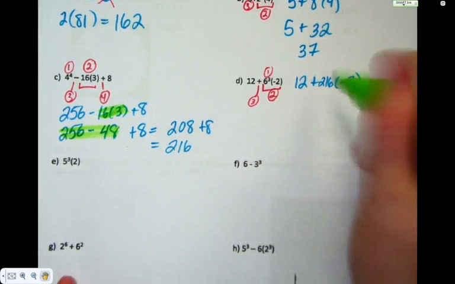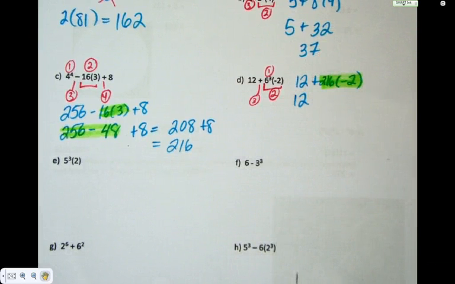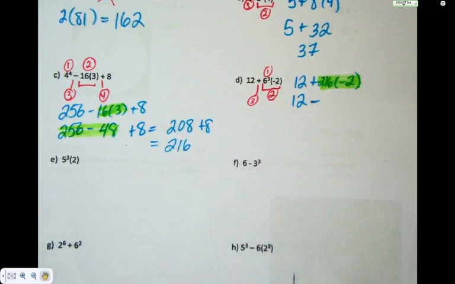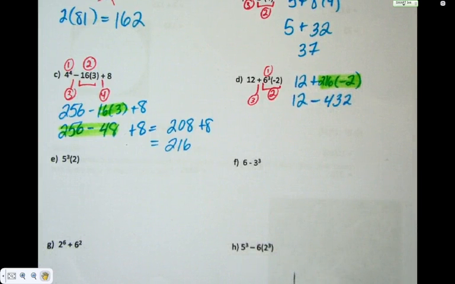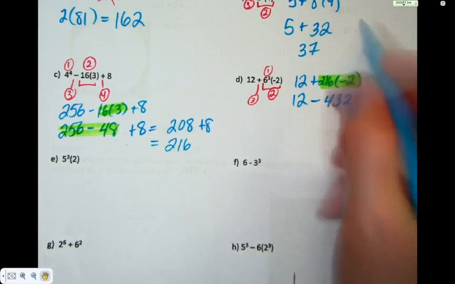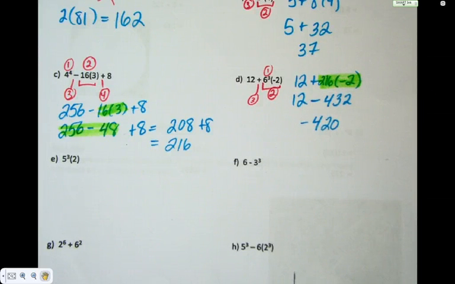Next, I'm going to do that multiplication. So I'm going to leave the 12. What's that negative going to have to do with it? Well, it's not a subtraction. It's just a positive times a negative. And what's a positive times a negative? Negative. And then 216 times 2? 432. And the last step is whatever's left. So 12 minus 432. Negative 420, I heard somebody say. Confirm?